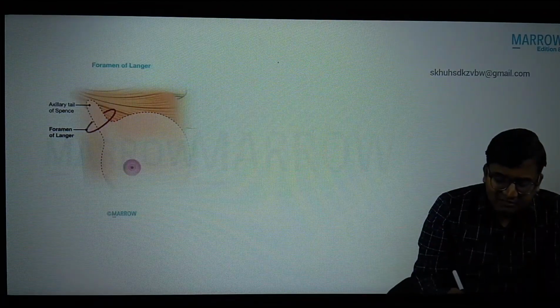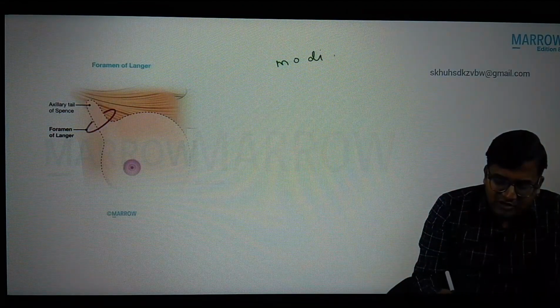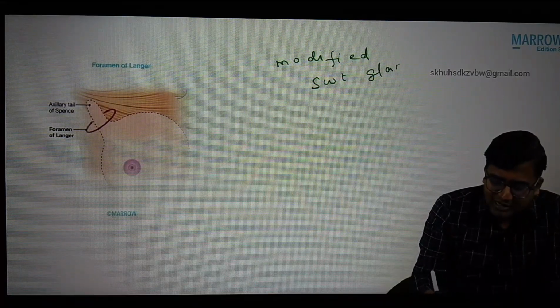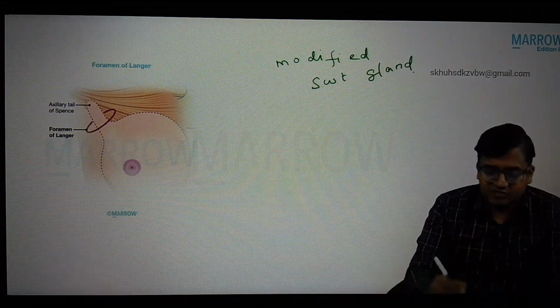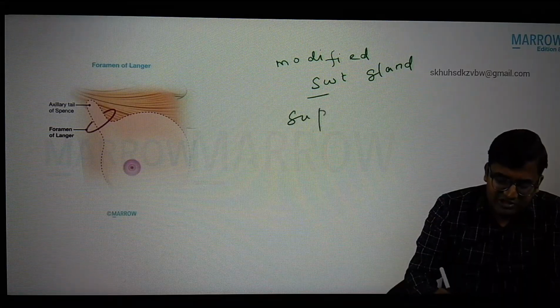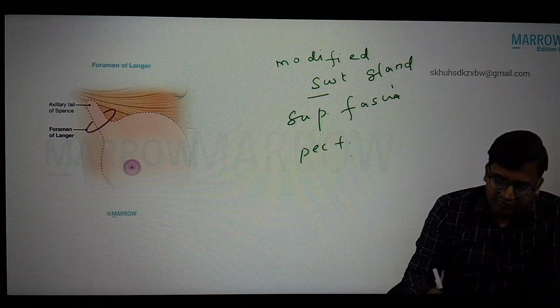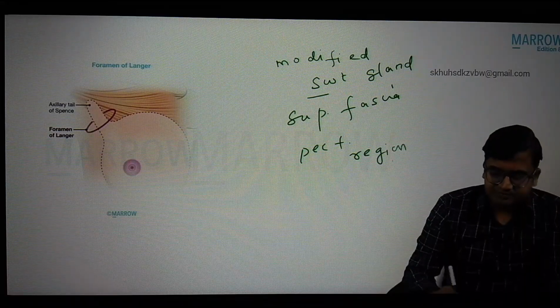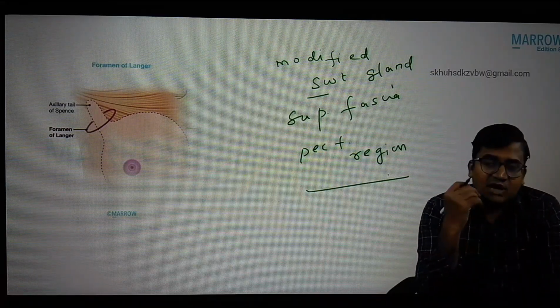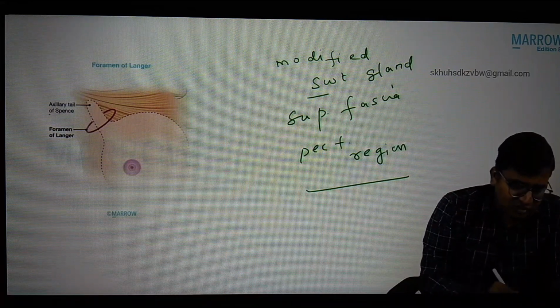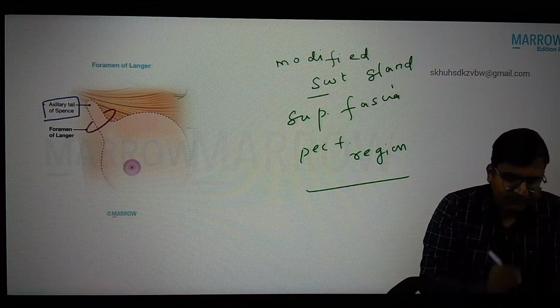Now we're going to start the discussion about the breast and the mammary gland. The mammary gland is nothing but a modified sweat gland, present in the superficial fascia of the pectoral region. Now we have one small extension that is called the axillary tail of Spence.